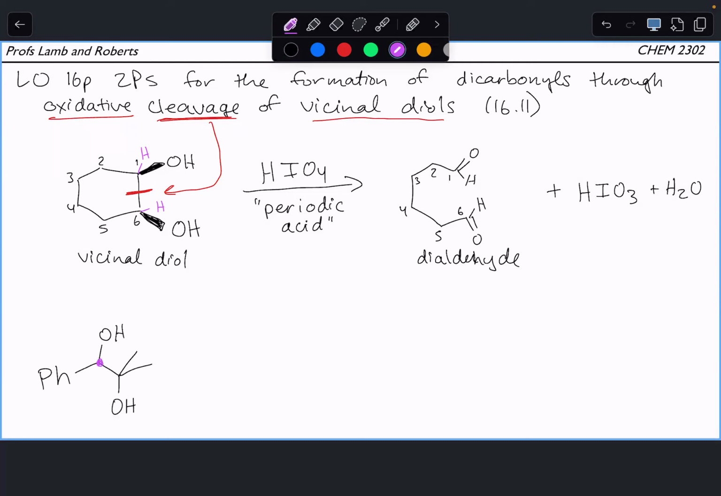So this carbon has a hydrogen on it, so that's a secondary alcohol. This carbon does not have a hydrogen on it. This is a tertiary alcohol. We're going to do the same reaction. Let's double check that they are vicinal to each other. We've got oxygen, carbon, carbon, oxygen. So they're oxygens on neighboring carbons, so they are vicinal.